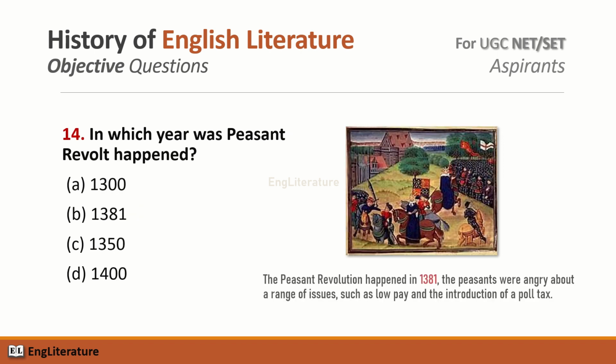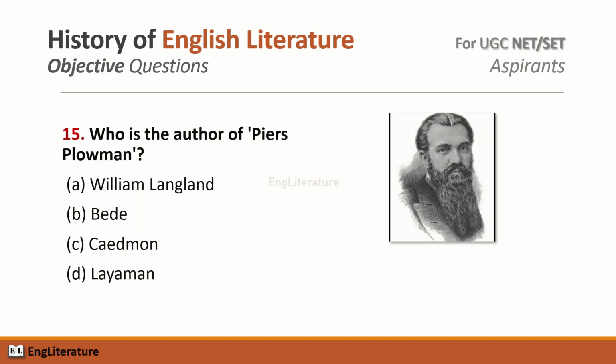In which year did the Peasant Revolt happen? The Peasant Revolt happened in 1381. The peasants were angry about a range of issues such as low pay and the introduction of a poll tax. Here the right choice is number B. In the year 1381, the Peasant Revolt happened.